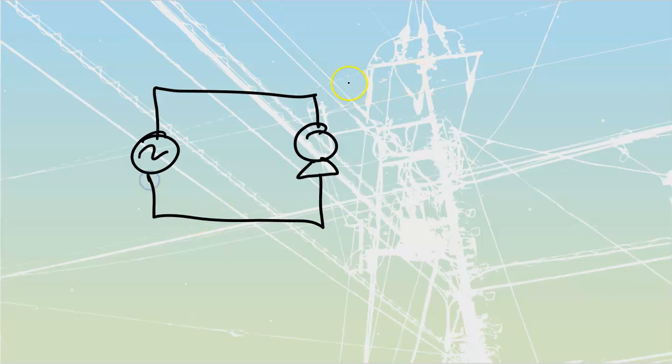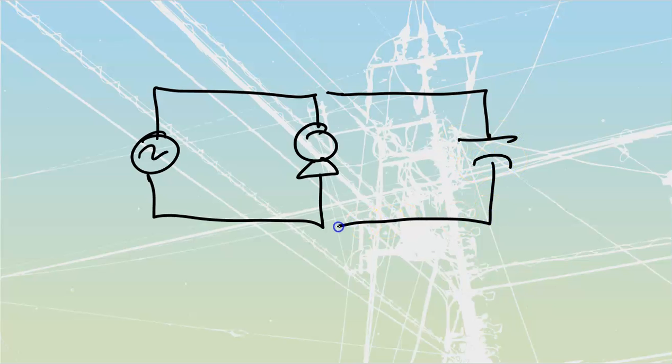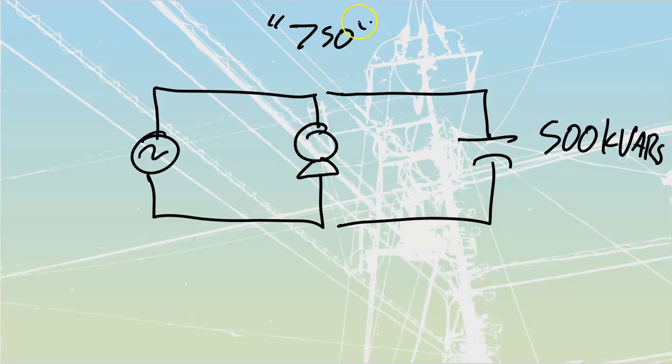So here's a supply. Here's a load. And then what we are doing is adding in capacitance to fix it, 500 kVARs. We had to add in 500 kVARs to correct to unity. Before correction, the original kVA was 750. So originally, it was at one time 750 kVA, and it was fed from a 600 volt line.